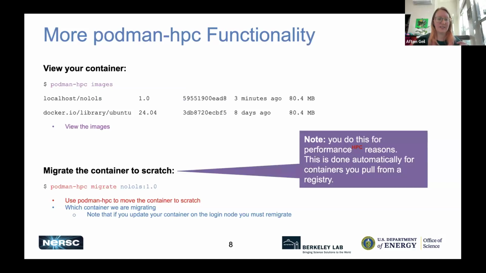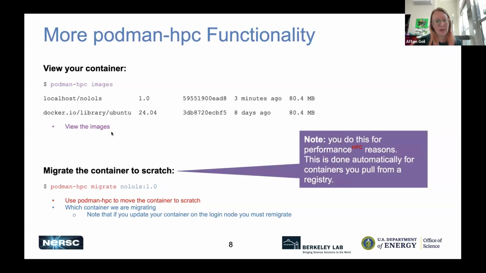And as before, we can view our images using the podman hpc images command. So after you build, you should be able to see it in your list of images. Like in this example, now we have this no lulls 1.0. And you'll see that the location is localhost, whereas it will also pull in this base image, the base Ubuntu 24.04 image, and you can see that one is located on Docker Hub.